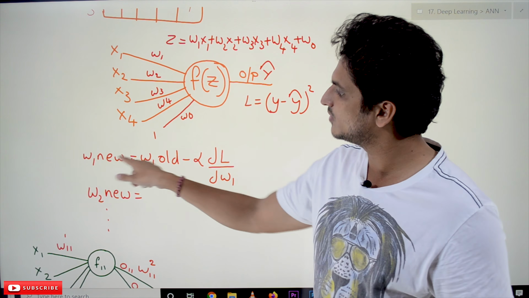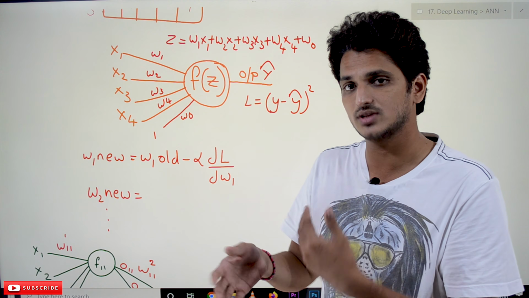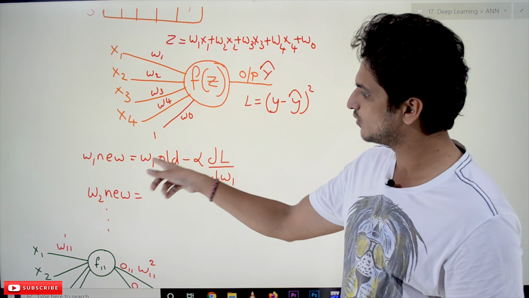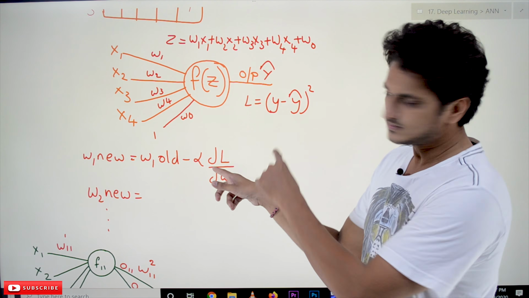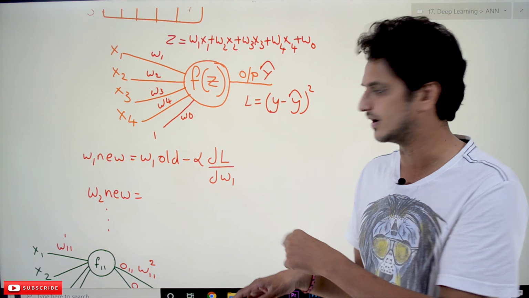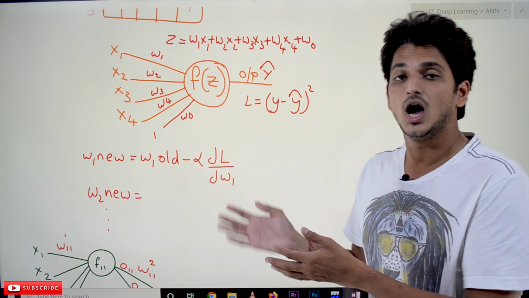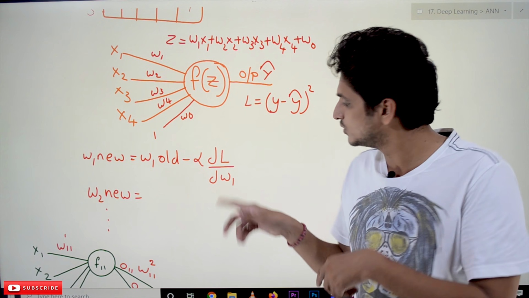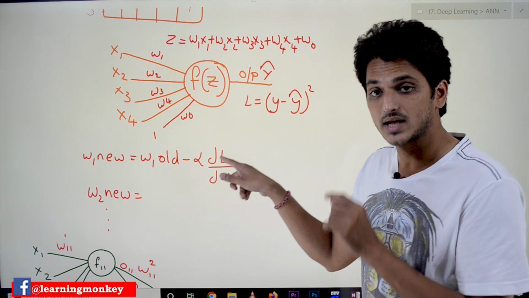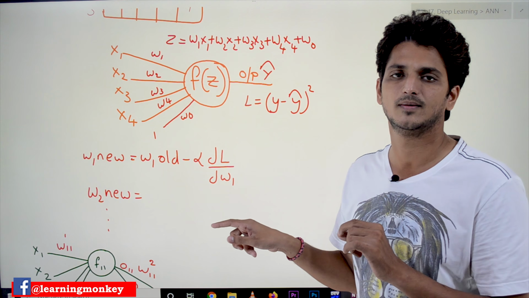So what's the equation? W1 new is equal to W1 old. What is the old value? Initially we will consider some random values. After that the updated value will be taken as the old value. W1 old minus alpha dou L by dou W1. What is this? Dou L by dou W1 is the loss with respect to W1. That is what we are calculating here: how the loss changes with respect to a change in W1. We partially differentiate the loss with respect to W1.